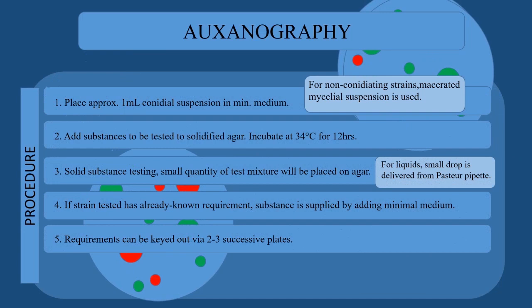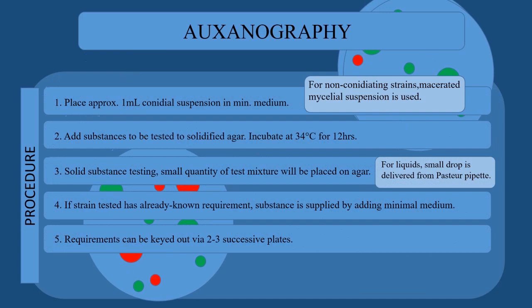For testing solid substances, a small quantity of the test mixture is placed on the surface of the agar using a flame-flattened platinum iridium blade as a microspatula, taking the substance directly from the reagent bottle. For liquids, a small droplet is delivered from a Pasteur pipette. Test substances do not need to be sterilized.